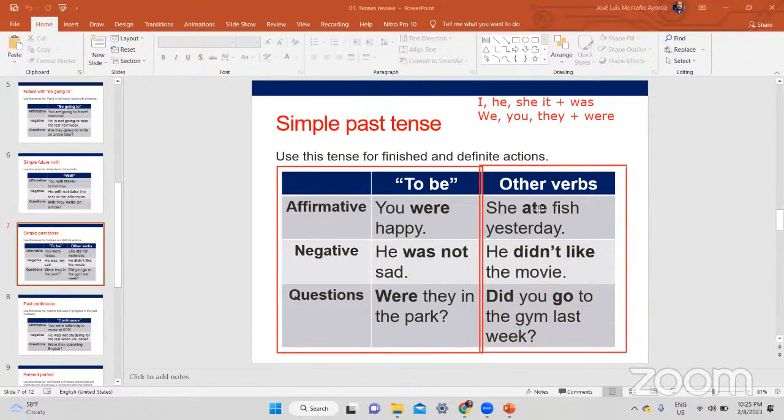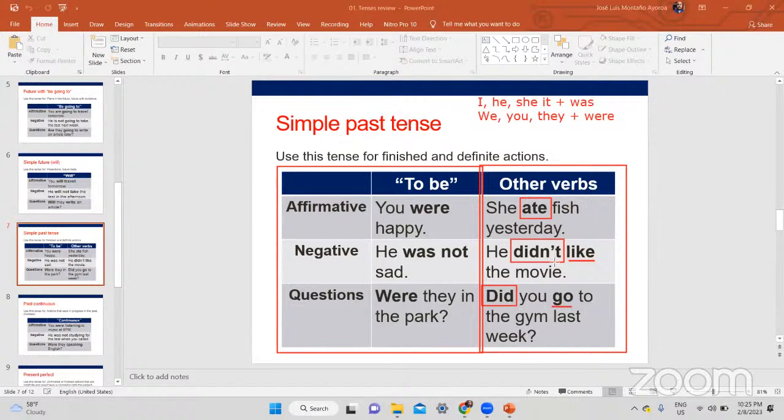Now, other verbs. What happens with other verbs? You conjugate in affirmative the verb in the simple past. If it's negative, you use didn't, but the verb is in the base form. Right? You don't say liked. It's going to be incorrect. You say liked in the affirmative form, but in the negative, you say didn't like. You don't use the conjugation. And in questions, you use did, plus also the base form of the verb.